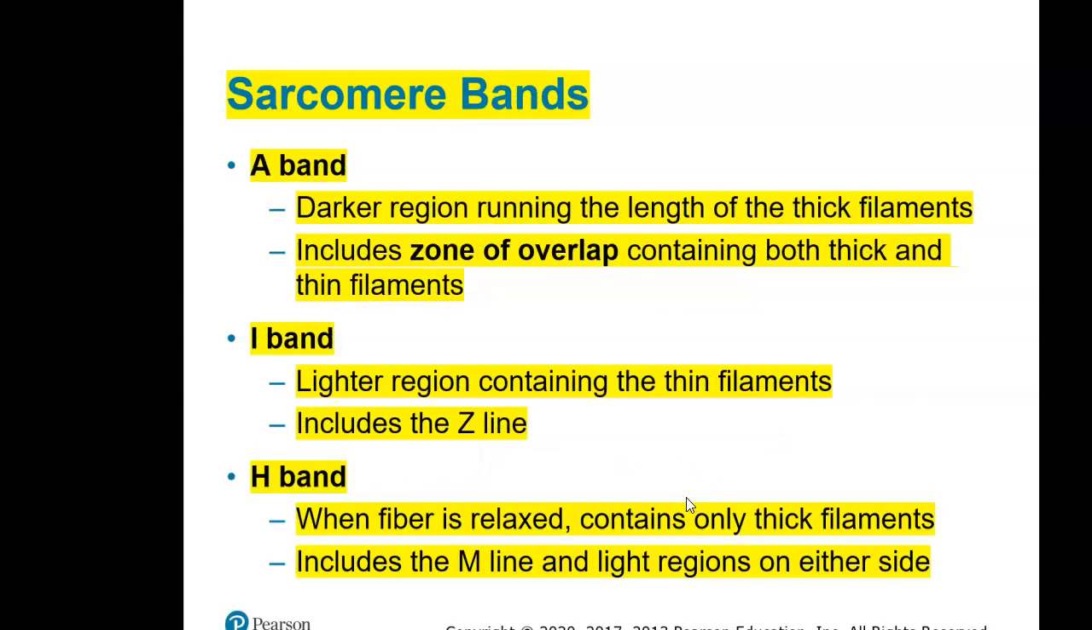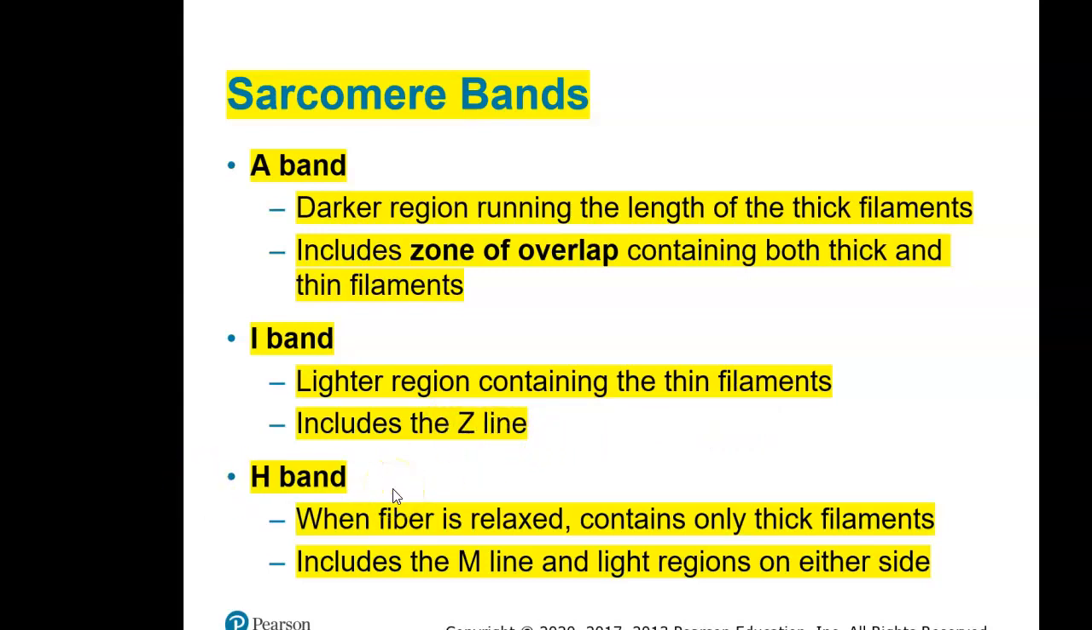Then we have bands. The A band, remember the word dark has an A in it. So the A band is the darker region of the striations because it is composed of the length of the thick filaments, or the myosin. The I band is the lighter region, and remember the word light has an I in it. It's lighter because it contains the thin filaments, or the actin. So it's going to include the actin filaments on either side of every Z line.